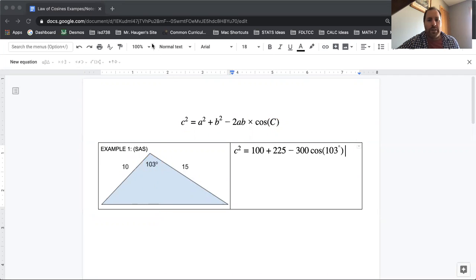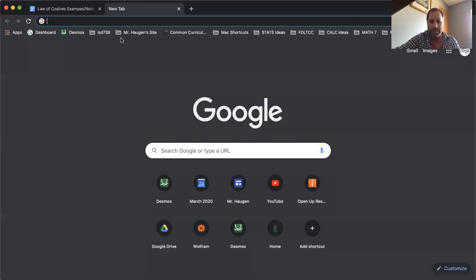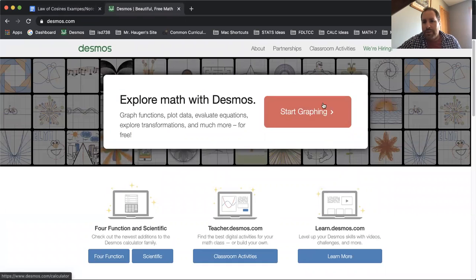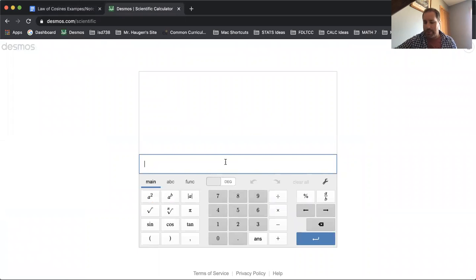So here I'm just going to go over to Desmos.com. Oops, not the egg timer. We don't need that. Now, you can use Desmos for graphing. If I'm just using it as a calculator, there is this option here to have a scientific calculator, which you can also put on your phone. Desmos has an option for that as well. And so here we can just type that whole thing in. So 100 plus 225 minus 300 cosine of 103. Right? And so we can do this whole thing.